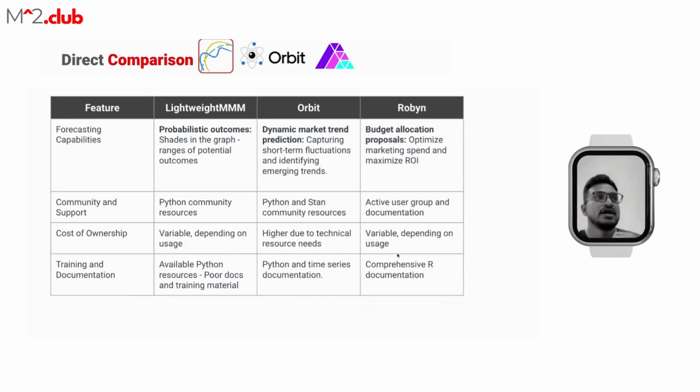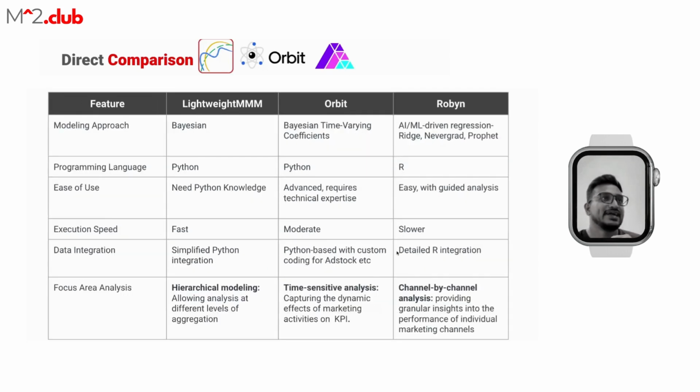Okay. So then data integration: for Lightweight we use simplified Python for integrating data. For Orbit, it's Python based with custom coding for AdStock. Basically, AdStock is not in Orbit, but I can introduce it manually. And Robyn is a detailed R integration. For data integration, we need to use R for Robyn.